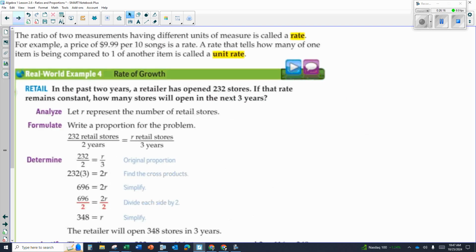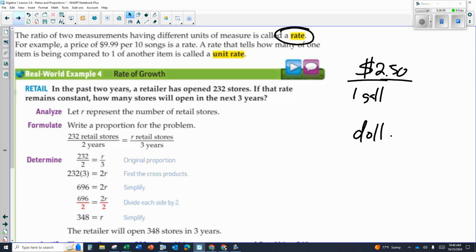All right, so that leads us to our next two vocabulary words, rate and unit rate. If a ratio has two different measurements, then that ratio is called a rate, and we use rates all of the time. So, for example, the price of gas is the number of dollars for every 1 gallon. So it would be dollars, whatever that happens to be, 2.50, whatever. So 2.50 for every 1 gallon. Our ratio would be dollars in the numerator and gallons in the denominator. It's the ratio of dollars to gallons.